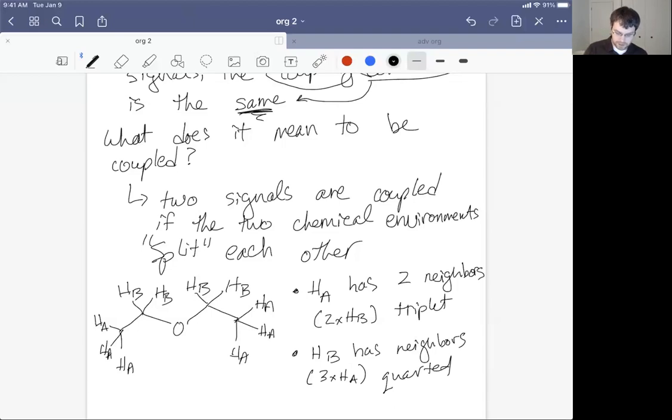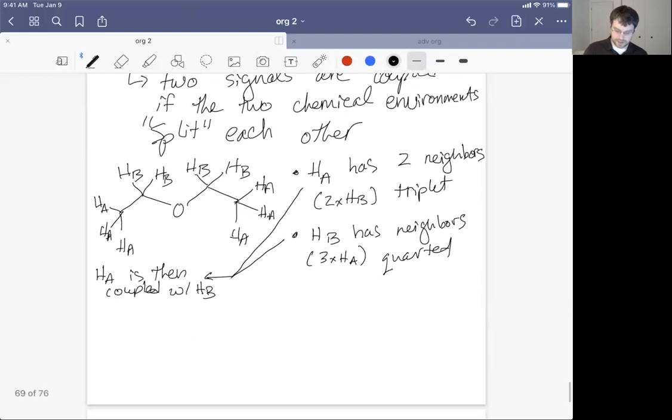Okay, but furthermore, we must emphasize that HA is then coupled with HB. That's all that's saying. Whenever you see splitting, it's from neighboring protons. Now, what's interesting about the way splitting works is that it goes both ways, right? The HAs split the Bs, the HBs split the As. And then we say that those two things are coupled with each other.